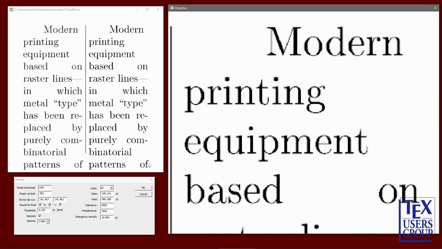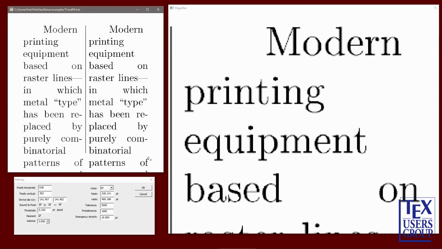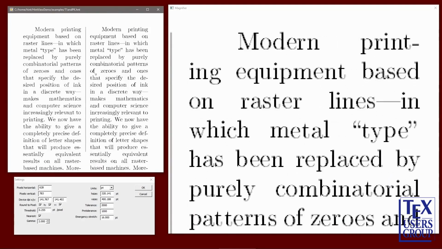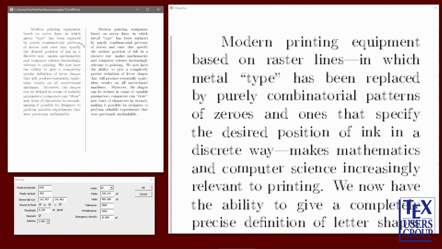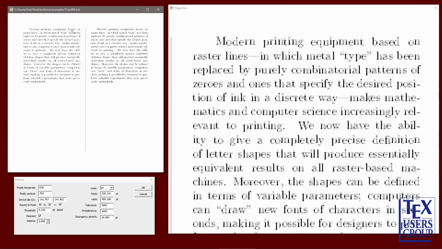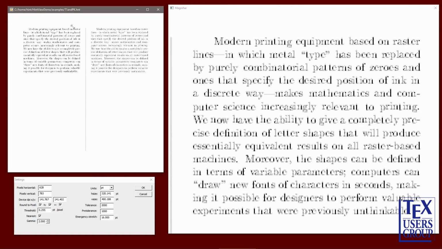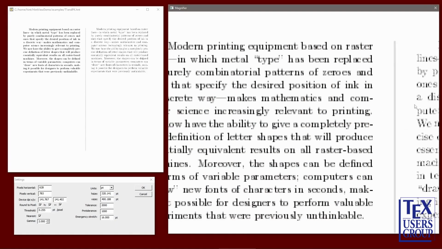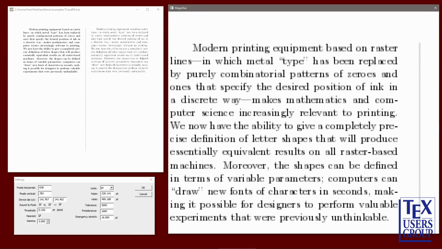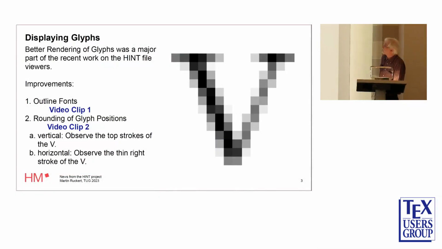So you see the differences. The differences are more problematic with small fonts. So when I change to smaller fonts, observe the initial M and the first vertical stroke, it disappears and comes back. And when I re-render, the outline font is clearly more readable than the PK font. So that was the first improvement here. Thank you. The next improvement was rounding of the positions of the glyphs.